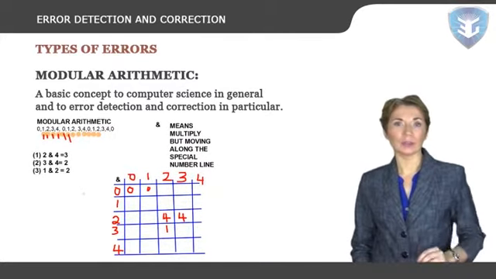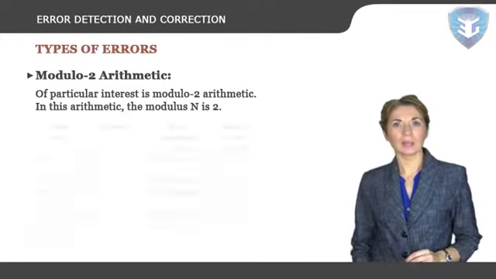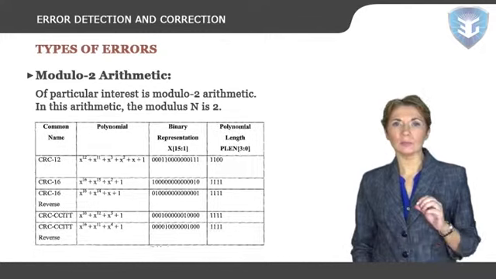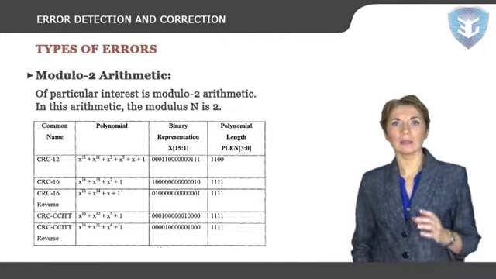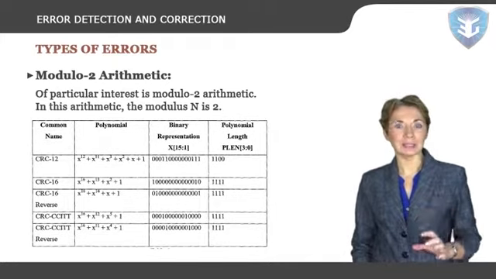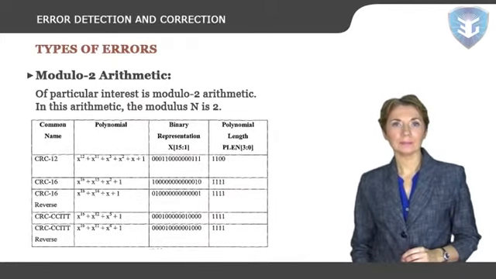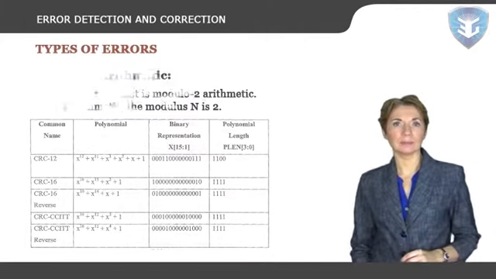Modular arithmetic. A basic concept to computer science in general and to error detection and correction in particular is modular arithmetic. Modulo 2 arithmetic. Of particular interest is modulo 2 arithmetic. In this arithmetic, the modulus n is 2. We can use only 0 and 1. Operations in this arithmetic are very simple.